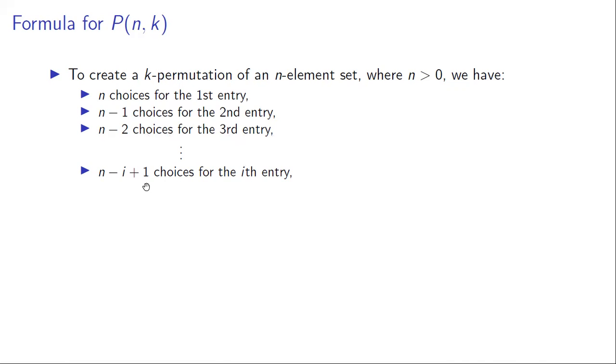So for a general entry number i, where i is some entry in the middle, you can have n-i+1 choices for that entry, and so on and so on. And finally, when you get to the kth entry, how many is it going to be? Well, following the same pattern, it's going to be n-k+1 choices for the kth entry.